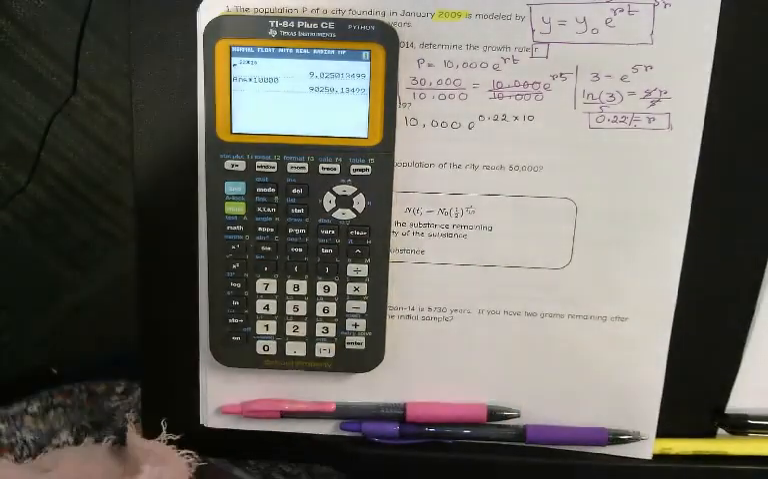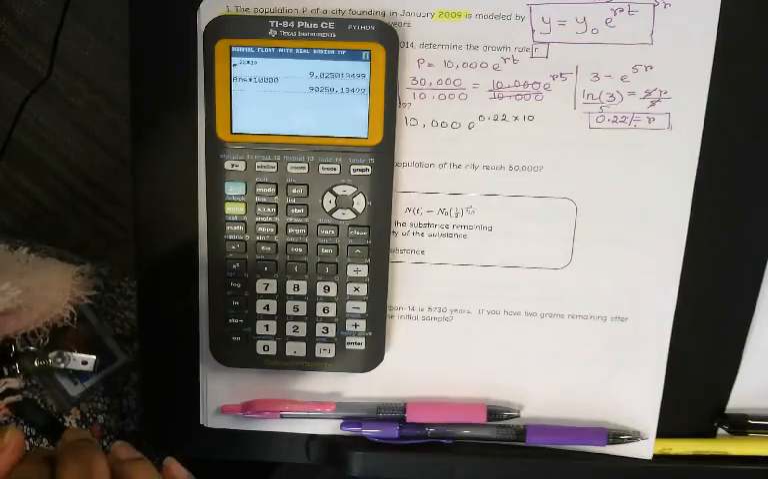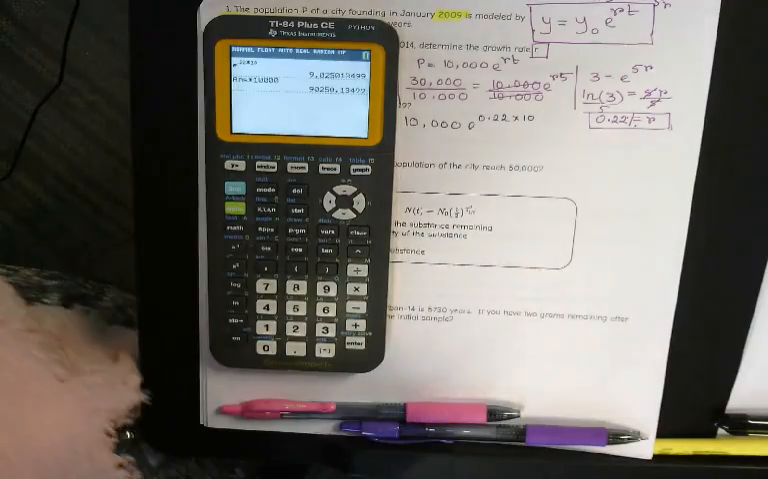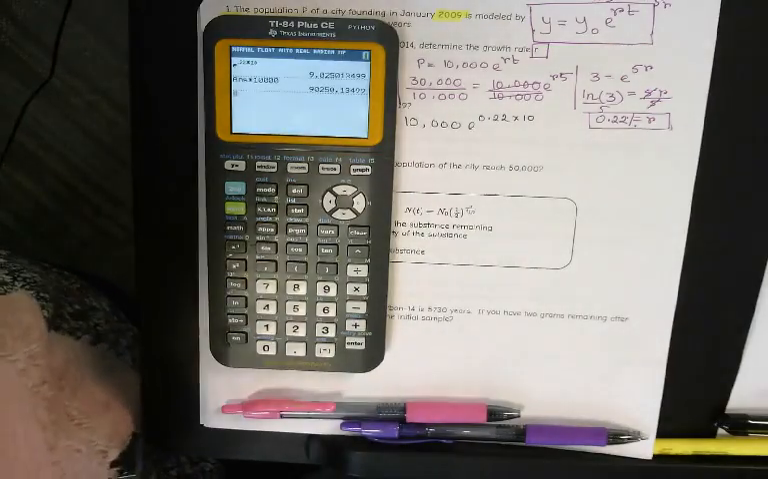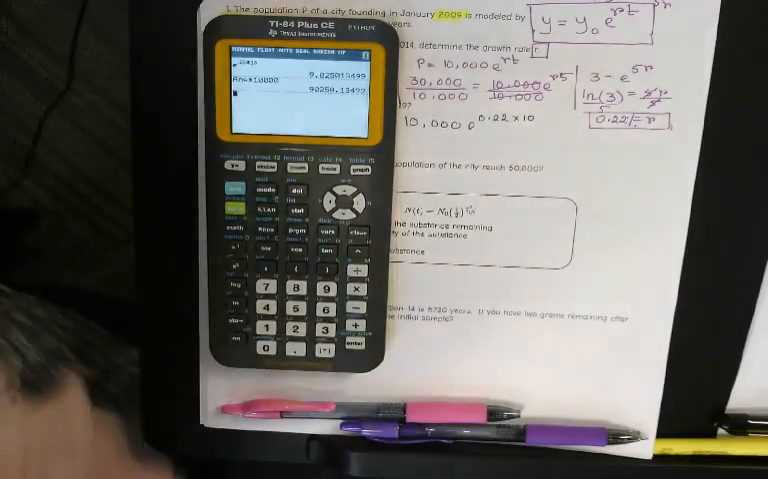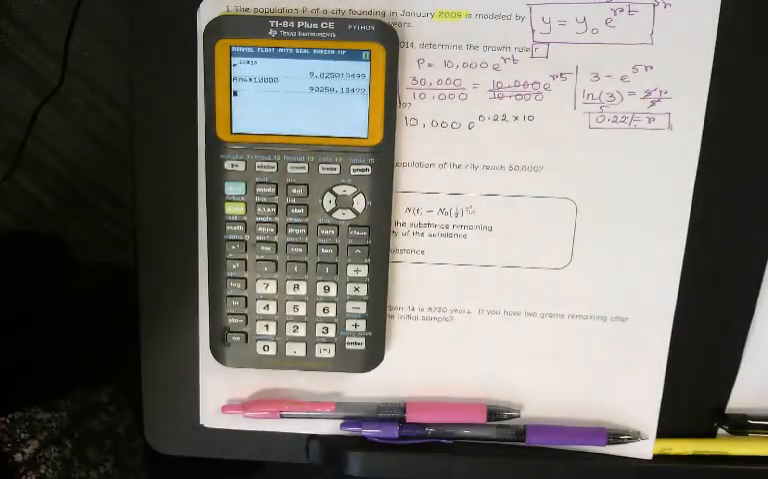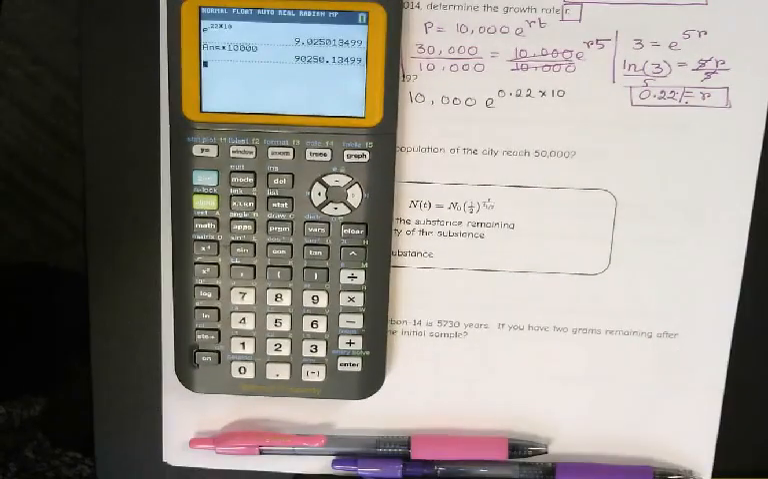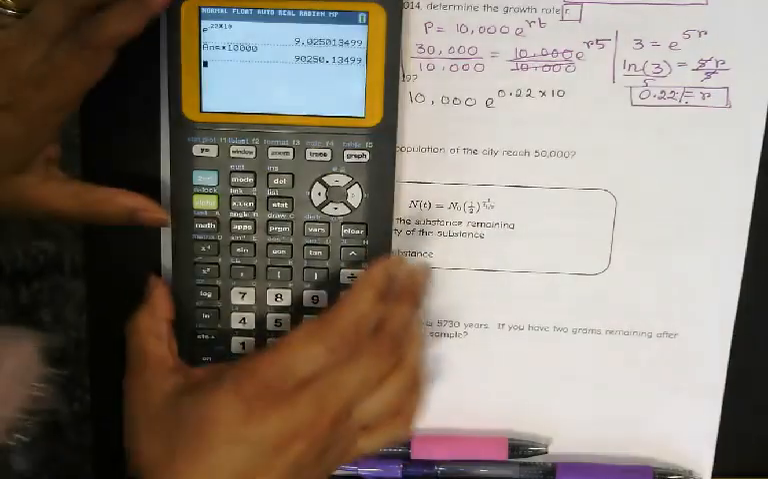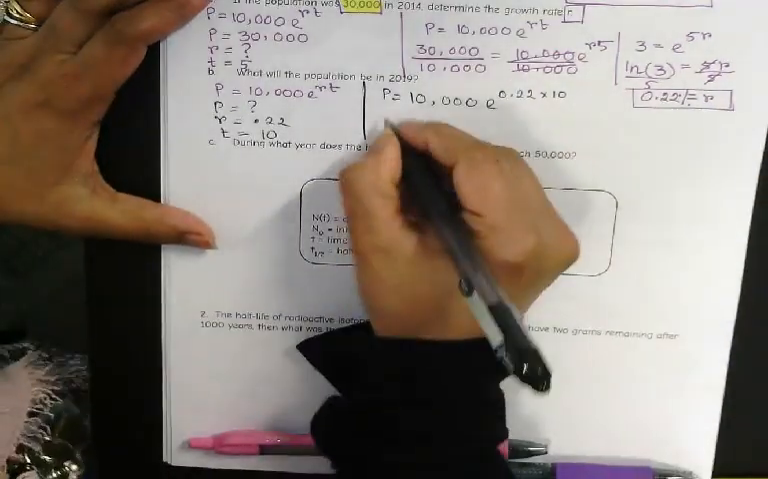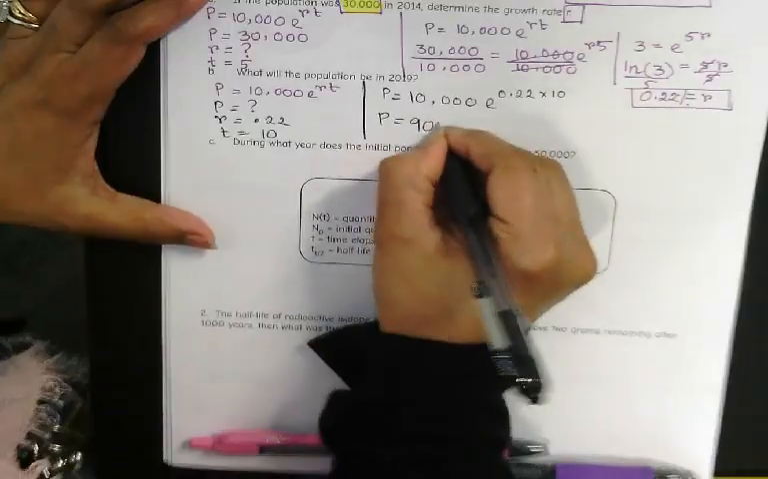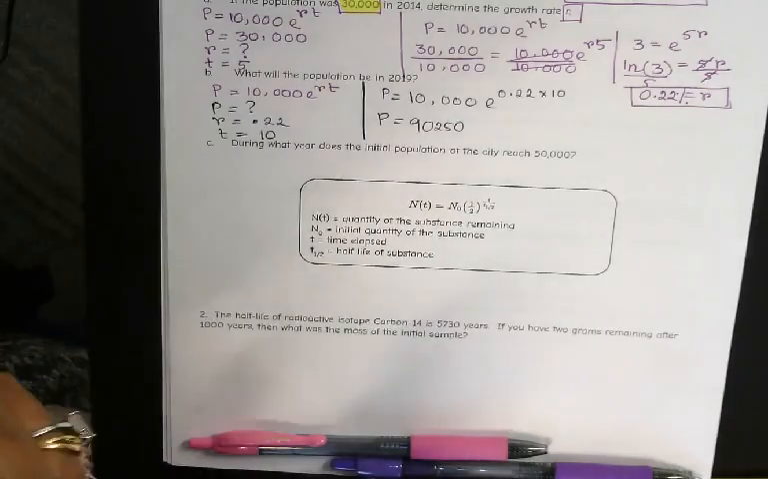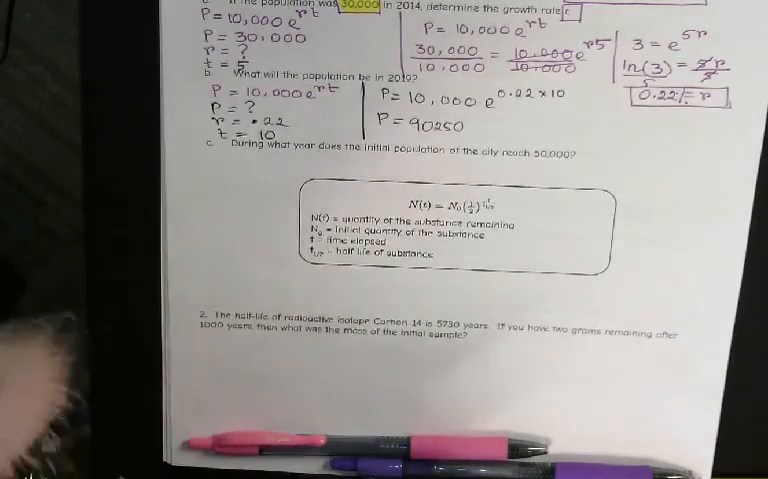It should be 90,250. Please don't put 90,250.13. It's human being. You can zoom in. If I zoom in, then you won't be able to see my entire calculator. That's what I want to see. Good? All right. So the P is going to be 90,250. Are we good? Great.